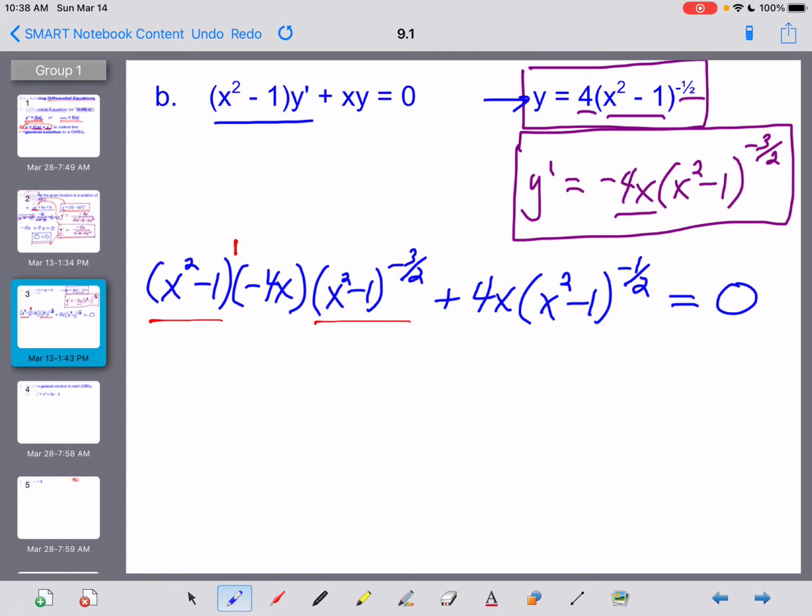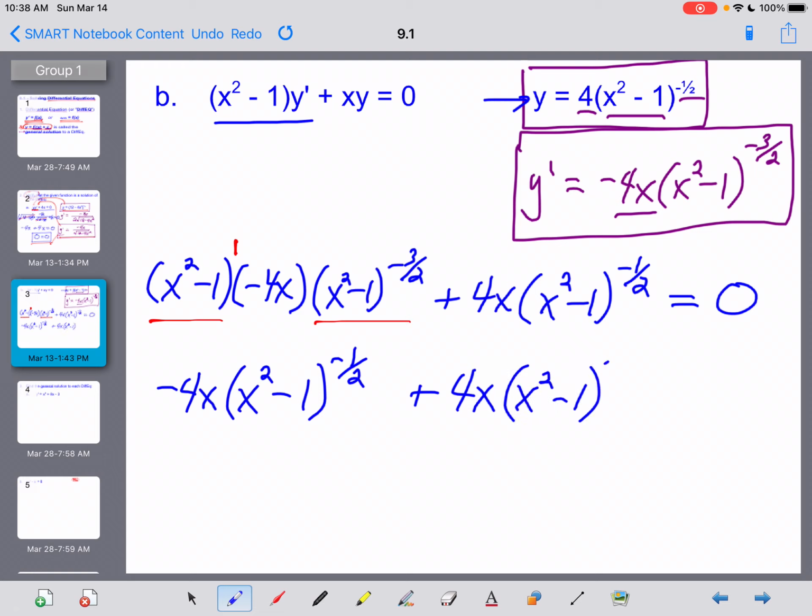When you are multiplying two monomials with the same base, you keep the base the same. I'm going to bring the negative 4x out in front. You keep the base the same, so that'll be x squared minus 1, and we add the exponents together. A positive 1 and a negative 3/2 is going to be a negative 1/2 power now for that exponent. Oh, and this is much more convenient than I thought it was going to be. Plus, I'm not going to do anything to the second term, 4x times x squared minus 1 to the negative 1/2 power should equal 0.